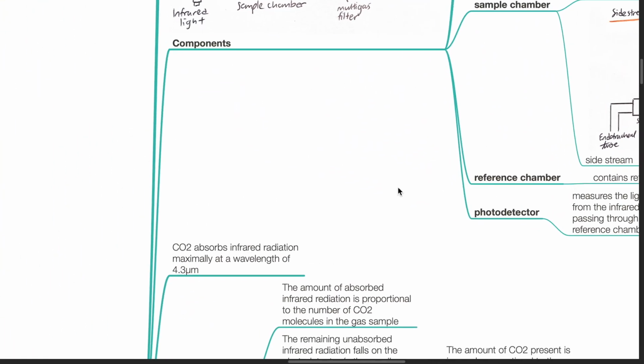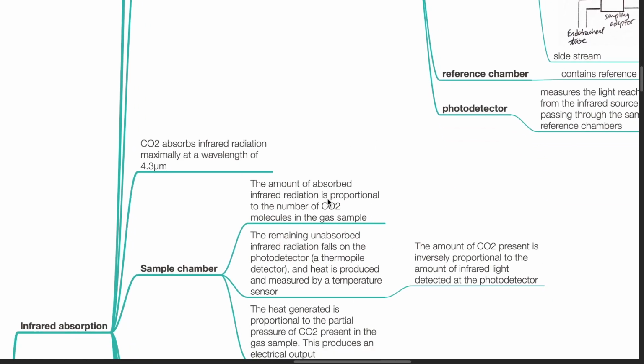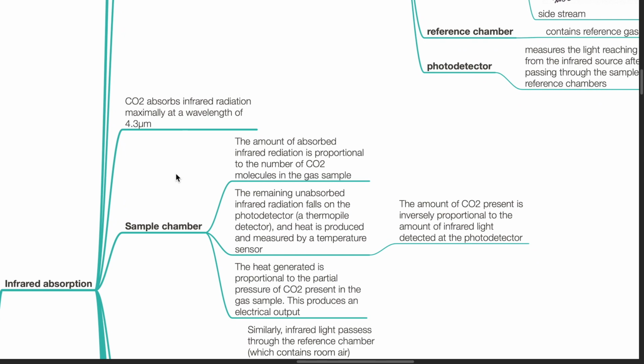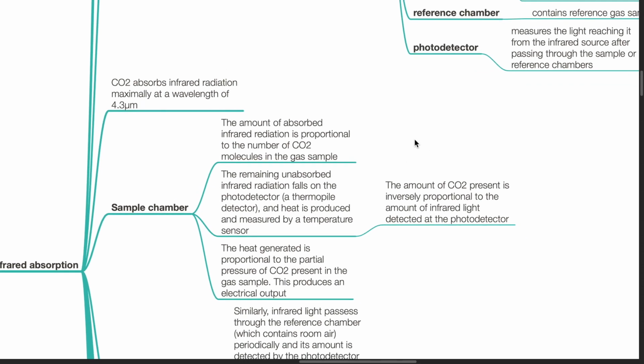Carbon dioxide absorbs infrared radiation maximally at a wavelength of 4.3 micrometers. In the sample chamber, the amount of absorbed infrared radiation is proportional to the number of carbon dioxide molecules in the gas sample. The remaining unabsorbed infrared radiation falls on the photodetector, which is a thermopile detector, and heat is produced and measured by a temperature sensor. The amount of carbon dioxide present is inversely proportional to the amount of infrared light detected at the photodetector. The heat generated is proportional to the partial pressure of the carbon dioxide present in the gas sample, and this produces an electrical output.